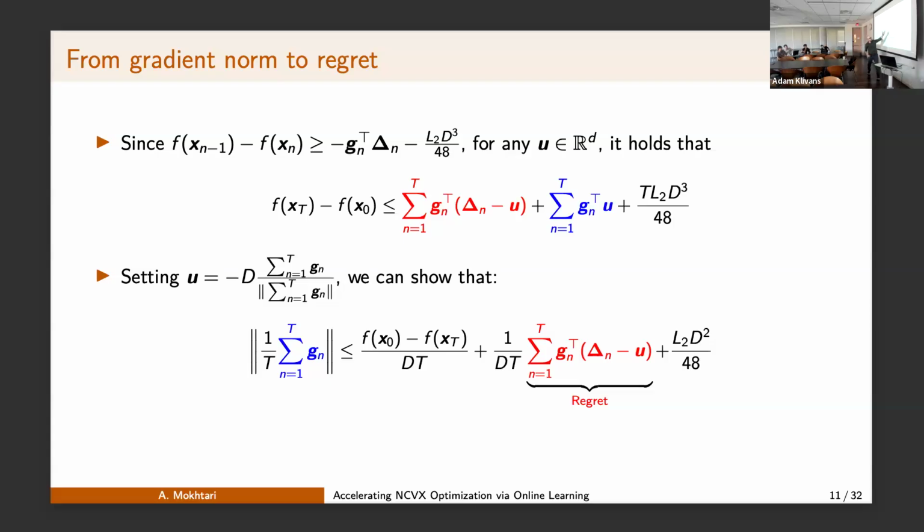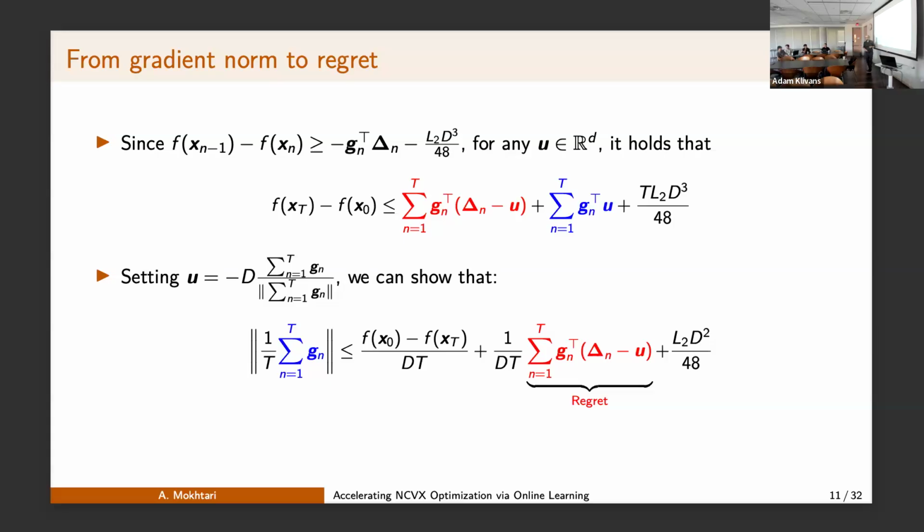And now you can pick any u that you want as your competitor. Now, if I pick u to be the average of the middle point gradients, and it has to have norm D because it has to be a feasible point, then it pops up in the left-hand side as the average of gradients of middle points.